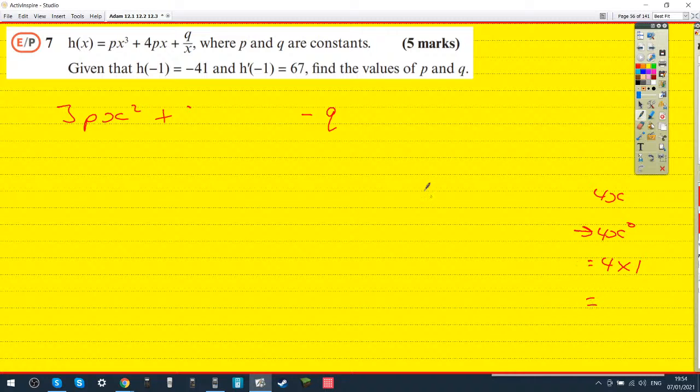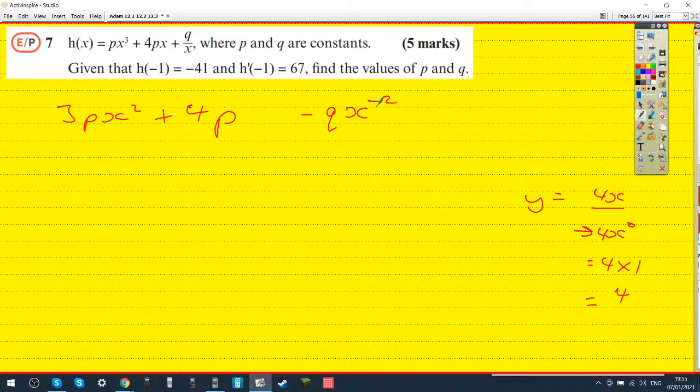And so it'd be 3px squared plus 1 minus qx. No. Over here. So 4x, the derivative is? Oh, 4 multiplied by 1. Yep. So it's 4. So the derivative of 4x is 4. If you have the line y equals 4x, the gradient is 4. Yeah. So it'd be 4p. Correct.